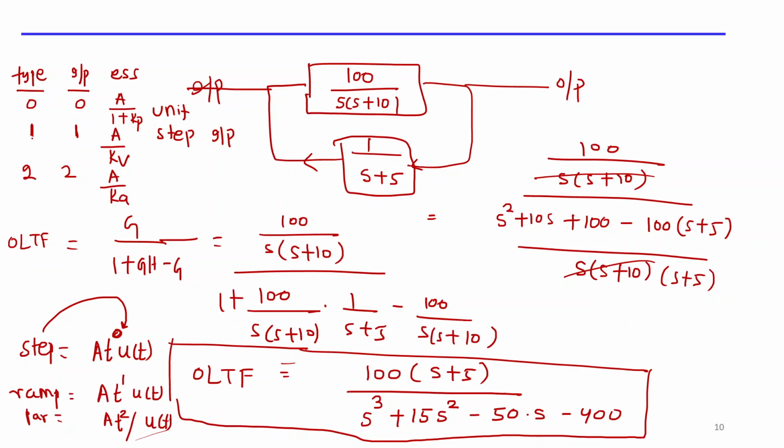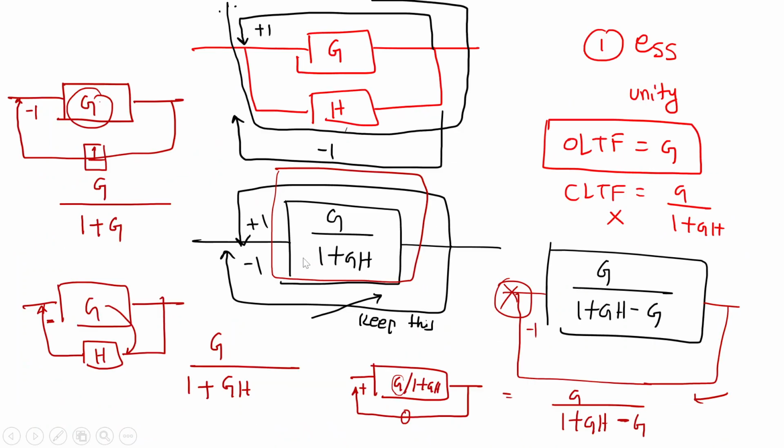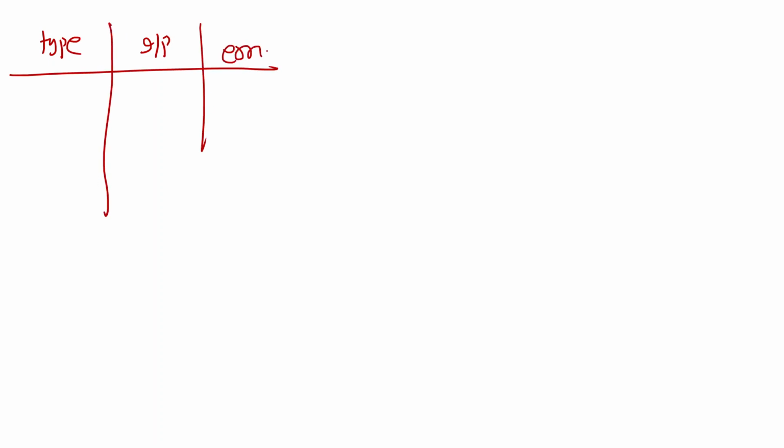Now suppose I'm writing on the next slide. This is input, this is type, and this is error. This is an important concept, a shortcut I'm saying. Suppose your input is 1 and the type is 0. What is the steady state error, sir? Type is 1 means one pole at origin. The steady state error is 0.